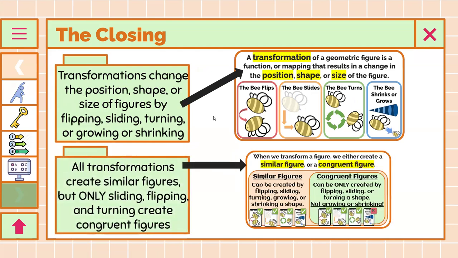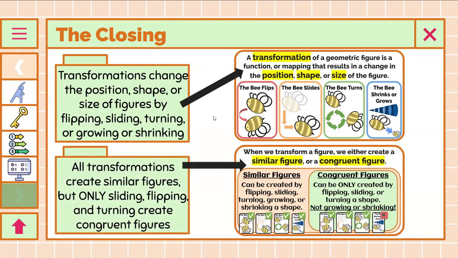All transformations create similar figures. So figures that are the same shape type. They don't really get wonky in that way. But if we're talking about congruent figures, only sliding, flipping, or turning creates a congruent figure, not dilating. The idea is congruent figures stay the exact same size and shape, which if you dilated a shape and made it bigger or smaller, you'd be changing its size.